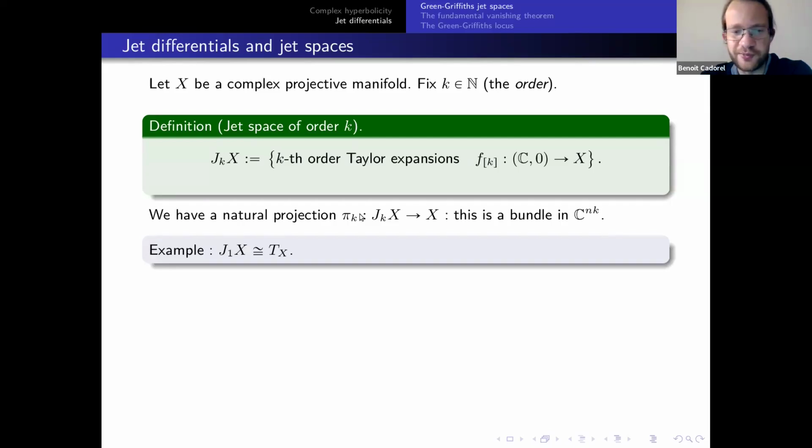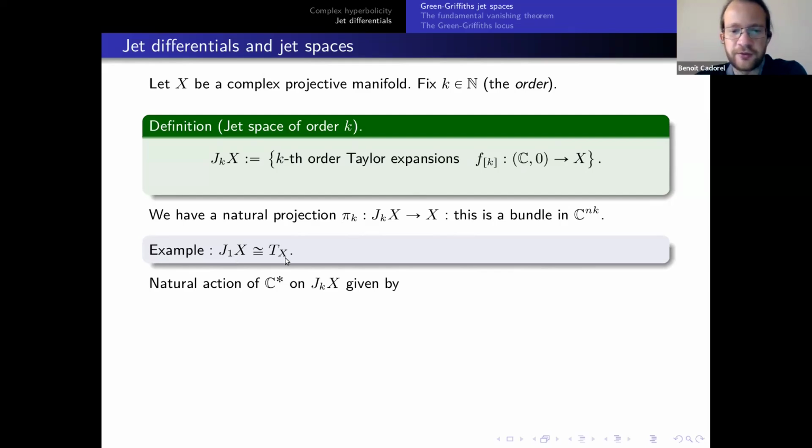A very simple example is what happens when you take k equal to 1. Then the first order Taylor expansions like that are simply given by tangent vectors to X. So you can consider at any point the set of 1-jets, and it gives you the tangent bundle to X. So in that case, it is a bundle. But if k is larger than or equal to 2, then it is not a bundle anymore.